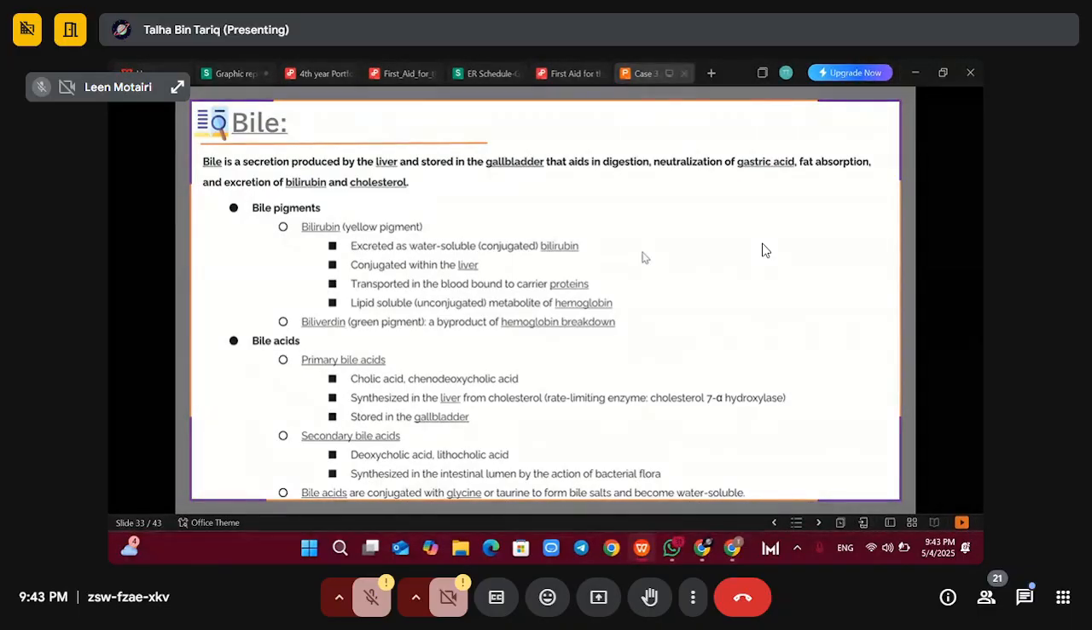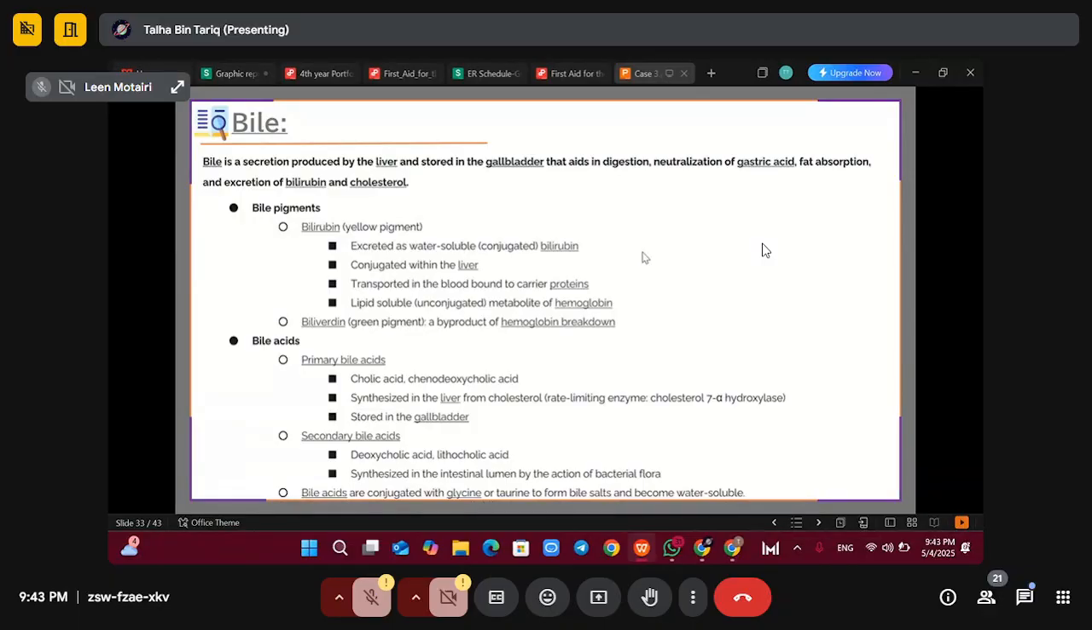We have two pigments. We have bilirubin, which is the yellow pigment, and then we have biliverdin, which is the green pigment, which is the byproduct of hemoglobin breakdown. Then we have the bile acids. We have the primary bile acids and the secondary bile acids. Now, the primary ones are important. These primary ones are made within the liver.